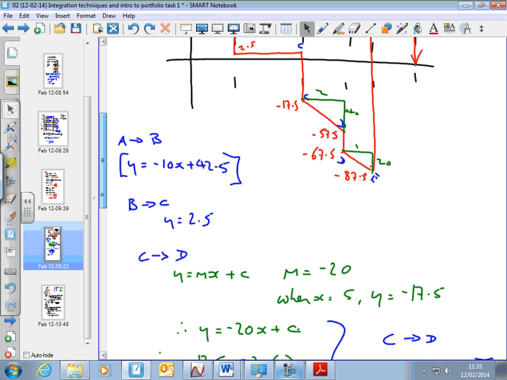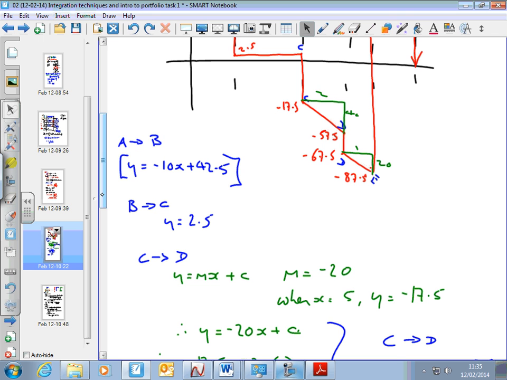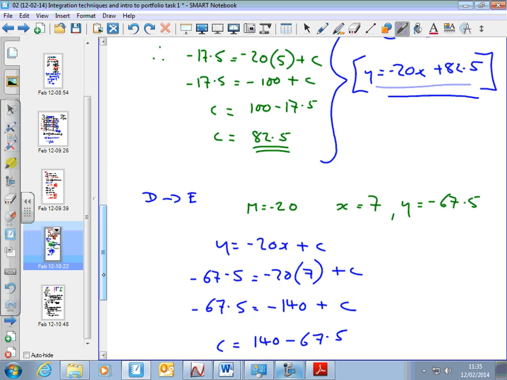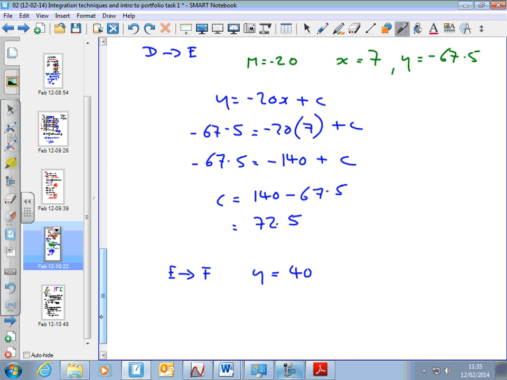So now we've got the equation of the line for each part. We've got the equation of the line from A to B, which is this. We've got the equation of the line from C to D, which is that. We've got the equation of the line from D to E, which I haven't actually written down, so that will be y equals minus 20x plus 72.5. And then we've just written down the last one, E to F, y equals 40. Okay? So we can now plot these on Autograph.